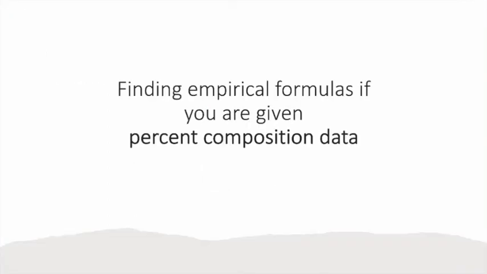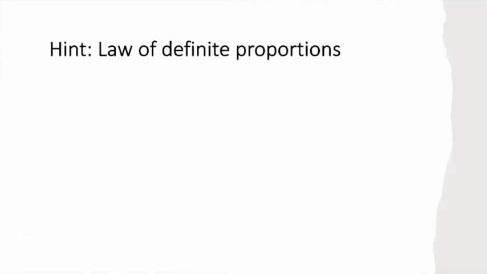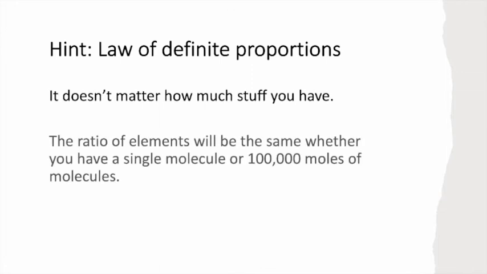Now we're going to do a variation on this. Sometimes you're not going to be given mass. Sometimes you're going to be given mass percent composition data. In other words, you're going to get your data as percents instead of grams. And in order to solve these kinds of problems, we want to take advantage of the law of definite proportions. Just remember, it doesn't matter how much stuff we have, the ratio of elements is always going to be the same, regardless of whether we have a little bit or whether we have a lot.